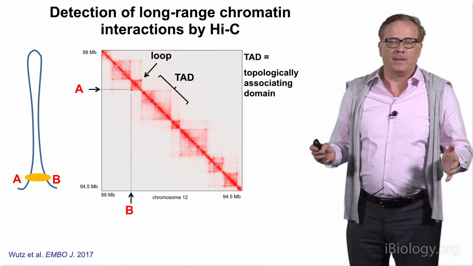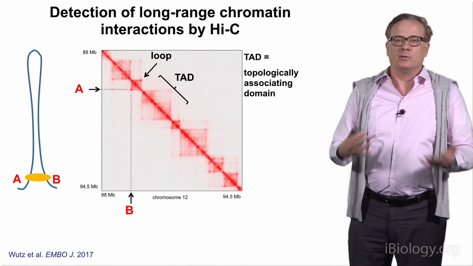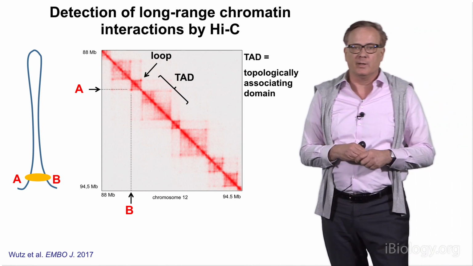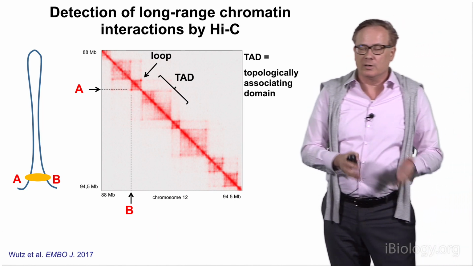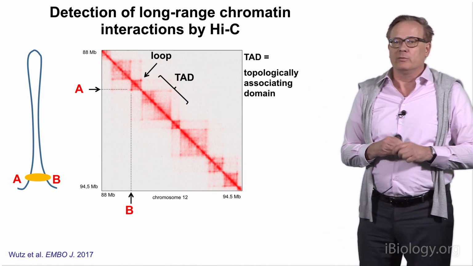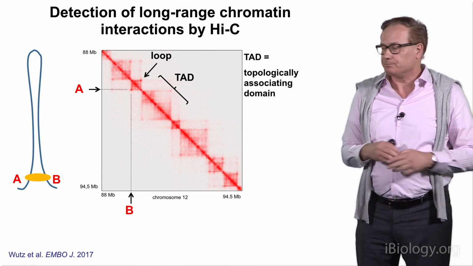Now, if one looks at very long-range interactions, which are not shown here, one can visualize the compartments that I briefly mentioned in part one of my lecture. But these are not thought to depend on cohesin, so I will not talk about them today. But if one zooms in further, as we did here, one can see two different types of patterns.